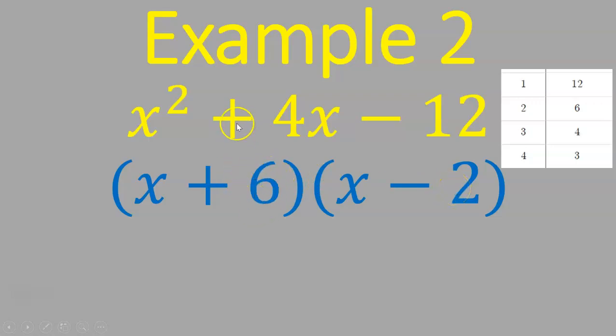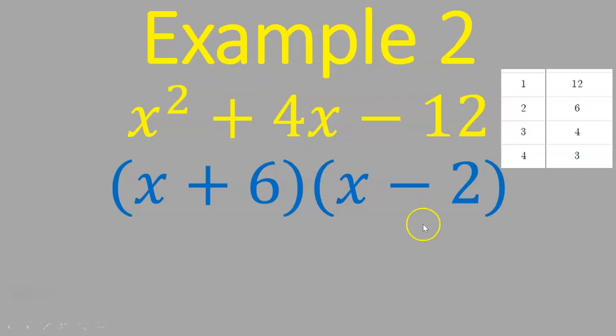We know 6 must match the first sign. Okay, now 2 may or may not. For the second time, it does, just coincidentally. But you can always check yourself. Play around with your signs and check yourself. Does 6 times negative 2 make negative 12? Yes, it does. Does 6 plus negative 2 make positive 4? Yes, it does. So you have the right combinations.